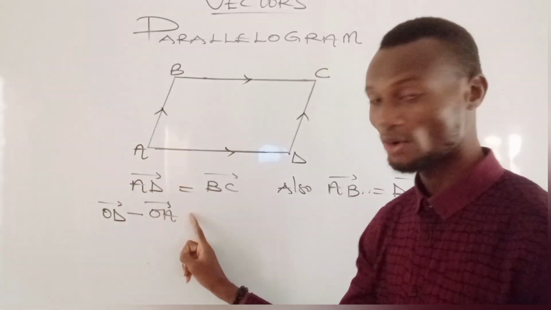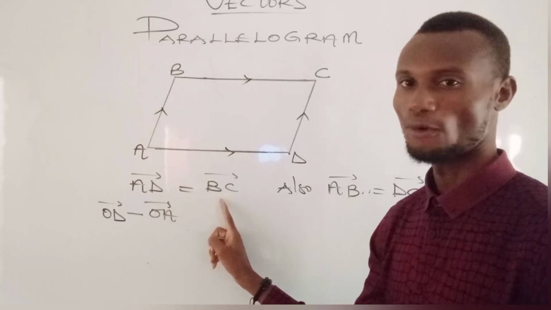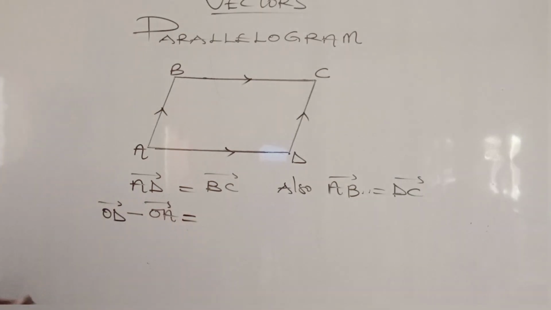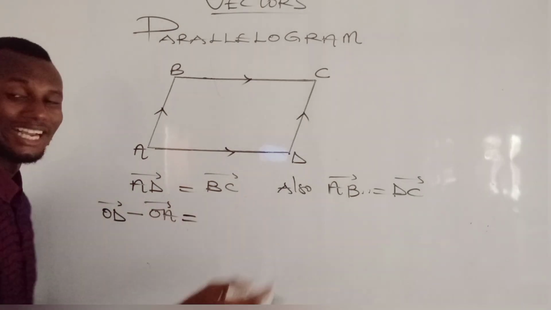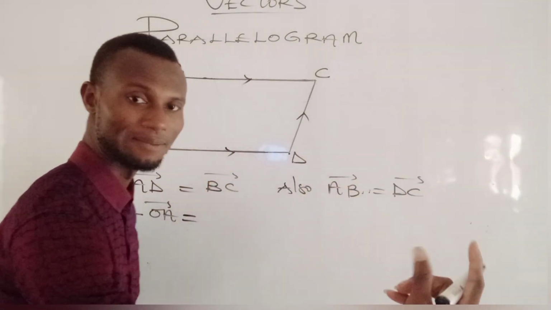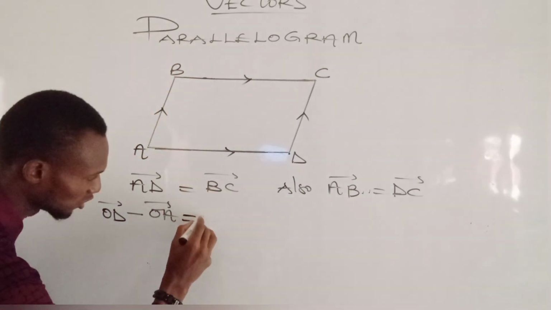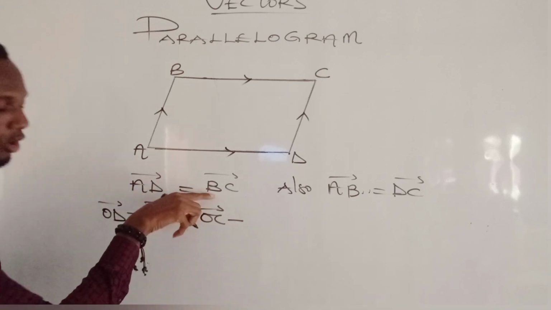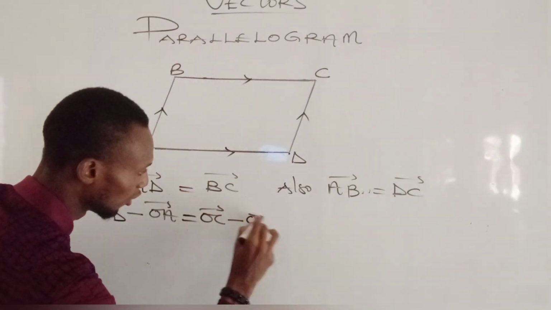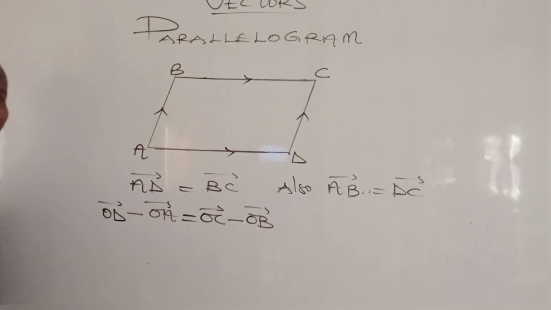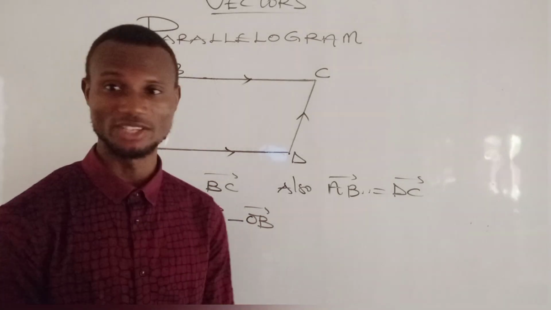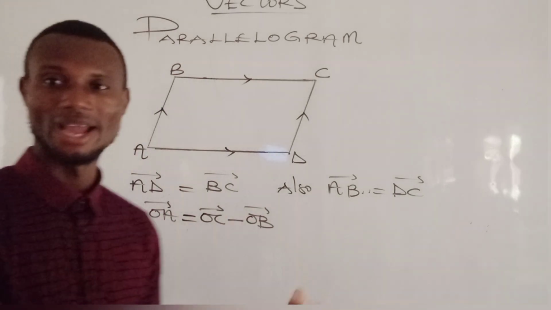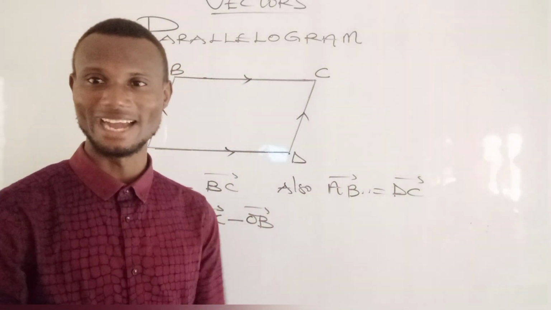So we bring our equal sign and we do the same for the vector BC as well. To find the vector BC, it's going to be the position vector of the last letter, which is OC, minus the position vector of the first letter, which is OB. I hope you understand up to this point. So this is the vector law that governs a parallelogram.